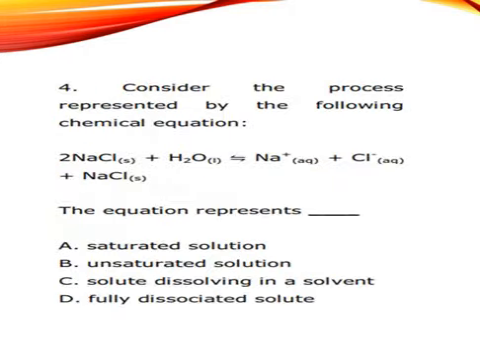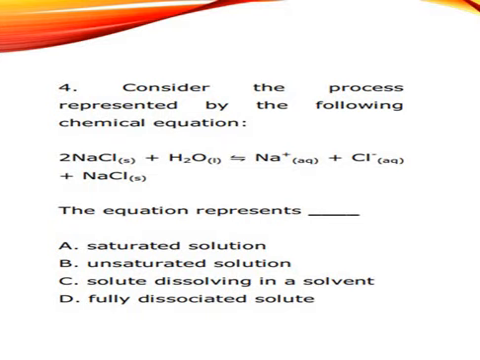Then your fourth question says, consider the process represented by the following chemical equation. You have sodium chloride in solid form plus water in liquid form, dissociating to give you sodium ions and chloride ions, both aqueous, and then some solid sodium chloride. Now what this is implying is that when you dissolved your table salt in water, it dissociated to give you sodium ions and chloride ions, but there was a remainder of solid salt.